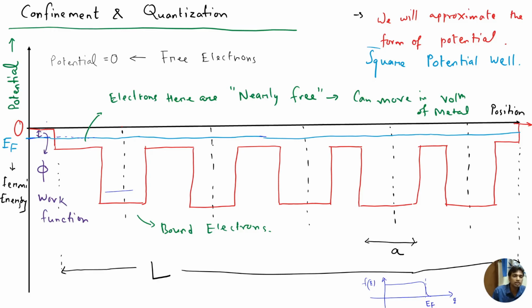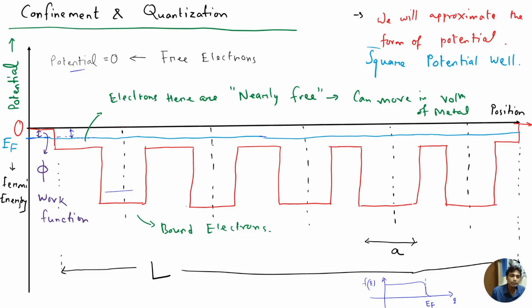And potential equal to 0, as we had discussed, means it is a free electron. Now if you want to take an electron out of the solid or out of the metal, then you need to give a certain threshold energy. That threshold energy is called the work function. It will be the difference between this blue line and this black line, this EF and 0. That difference is the work function of that metal. So this is about it.